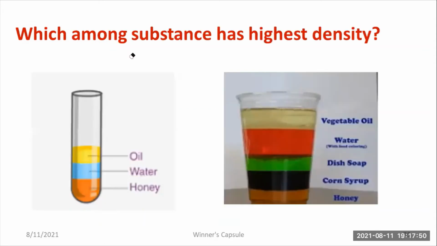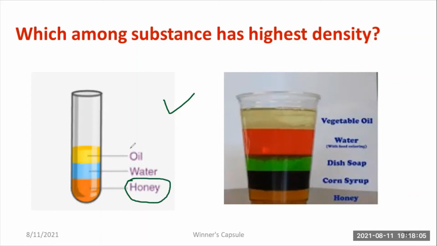So I would like to show you a few more examples. Consider a beaker, test tube. Here we have put oil, water, honey. Tell me which fluid is having high density. So definitely among the three, honey shows the highest density.